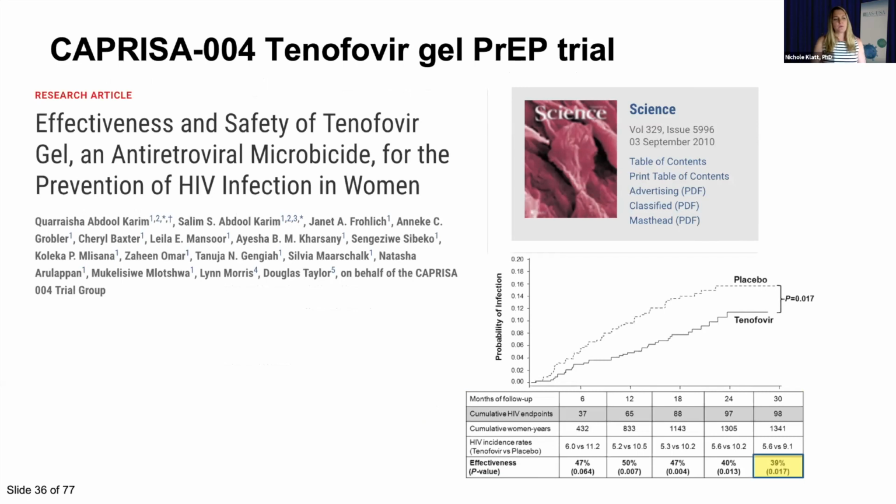So we worked with the CAPRISA 004 tenofovir gel PrEP trial. This was a tenofovir gel that was inserted vaginally, so it serves as a microbicide pre or post coitus. Their overall study back in 2010 showed that when you just compare all women, placebo to the tenofovir gel, you had 39% efficacy in this trial.